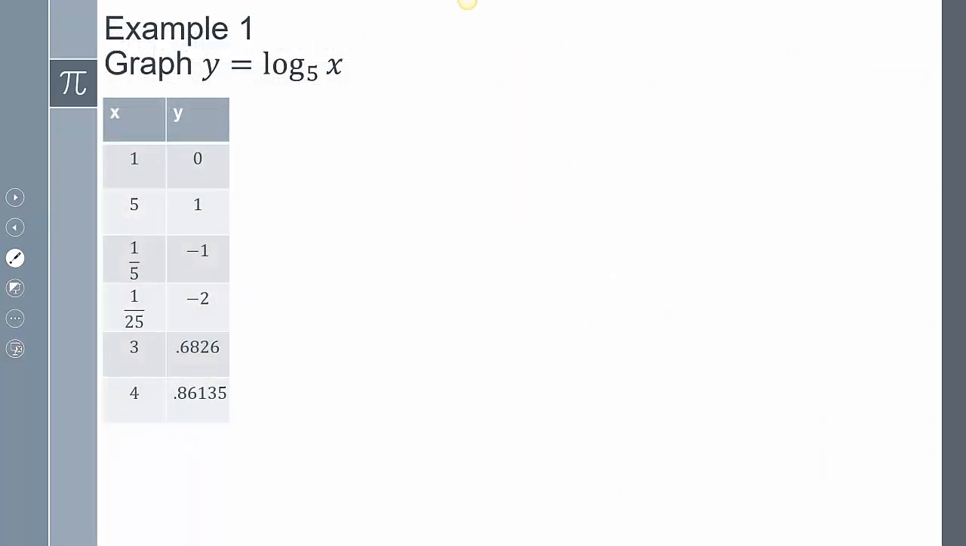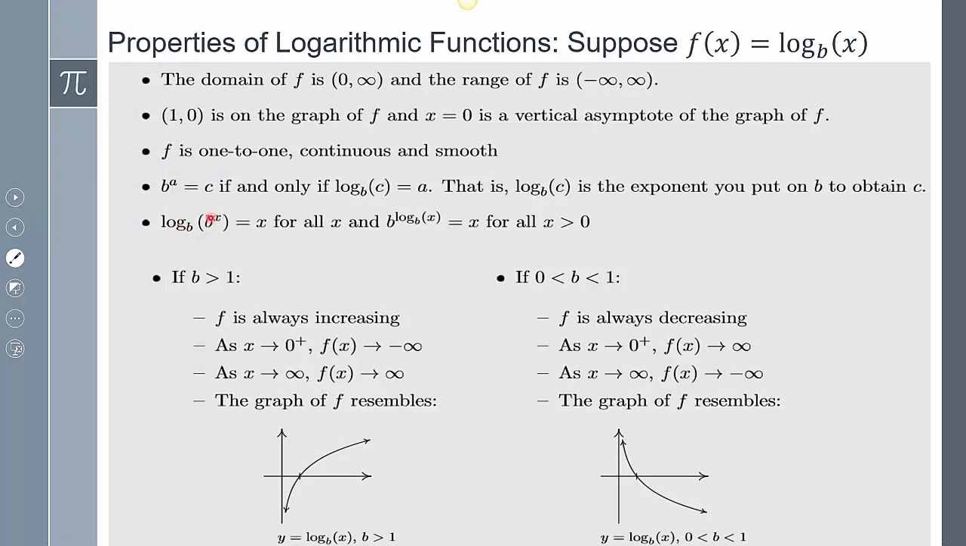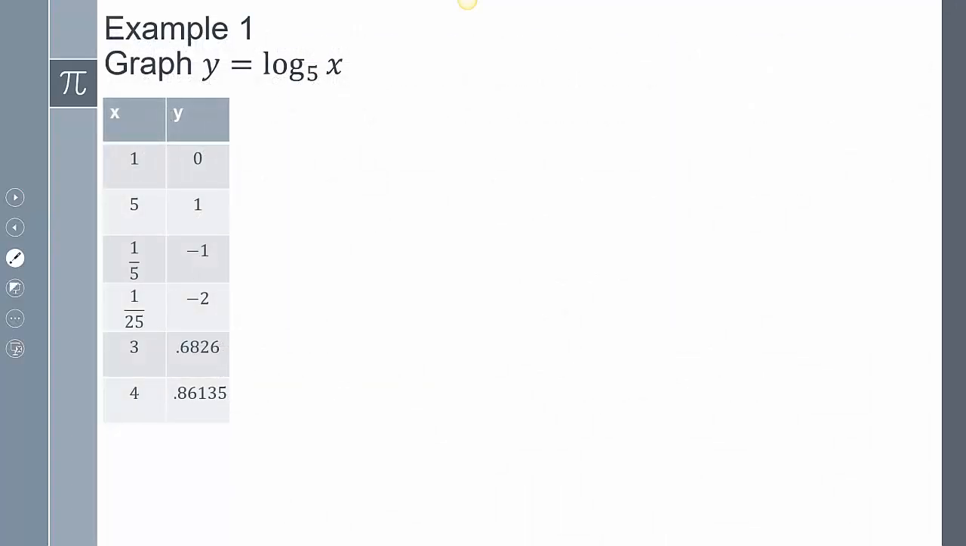So our first example, if we were to graph it, this is one of those things where we would want to enter these values in our calculator. So if I know this statement here, that log base b of b to the x cancels out and it's whatever my exponent is. Well, for this first one here, if I plug in 1, I get log base 5 of 1, which is the same as log base 5 of 5 to the 0 power. And so those cancel out and you get 0. For this one, I get log base 5 of 5. Well, this is 5 to the first power. Those cancel out and I get 1.